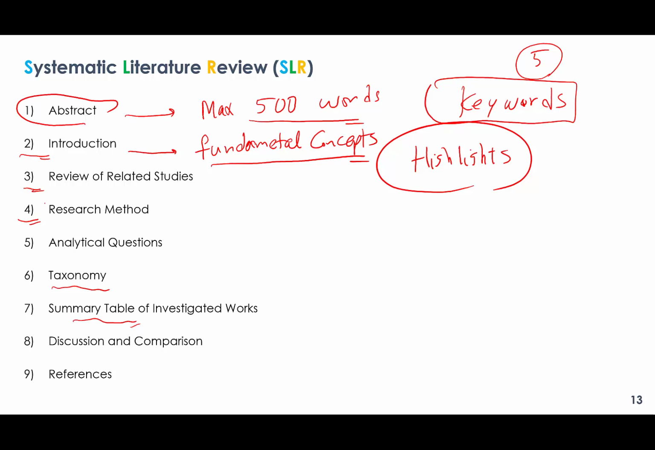Fourth is the research method. What are the criteria of your research? For example, papers within the last 5 years, and they should be ISI, and some other criteria. So in the research method, you should define the criteria of the research.